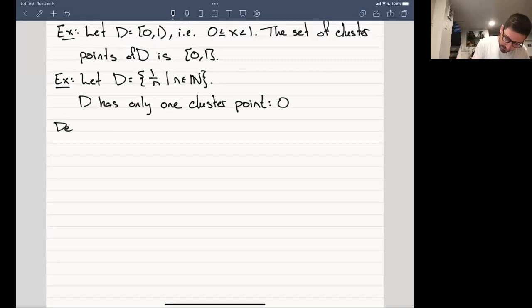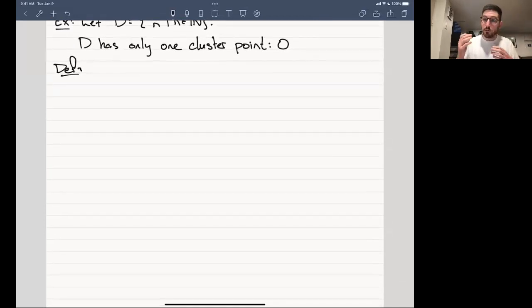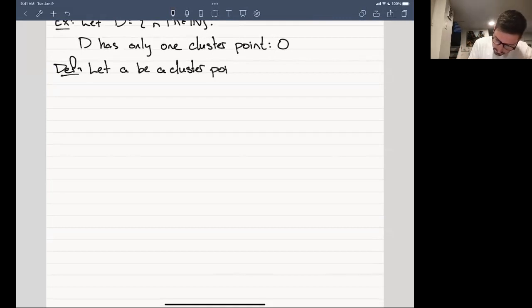Okay, so with this idea of cluster points, this allows us to understand a limit, because if you think about limits, if you learn them in maybe your introductory calculus classes, then limits are talking about approaching. It's getting close to, but not at. That's the important piece here, and that's where cluster points are useful. So let a be a cluster point of the domain.